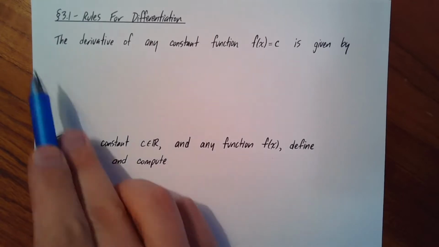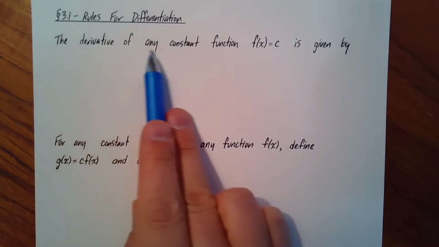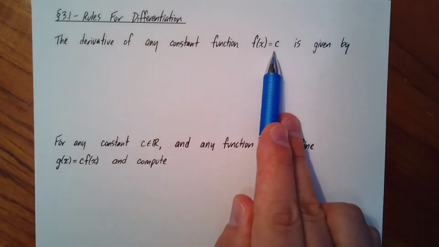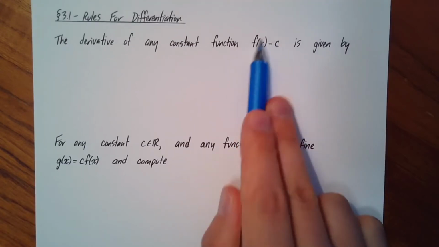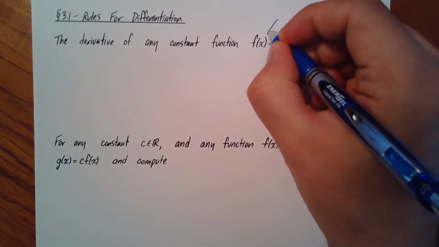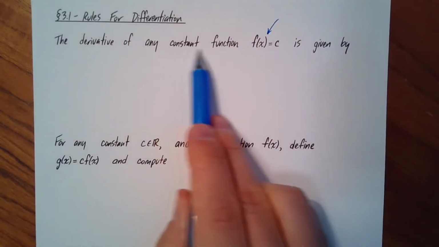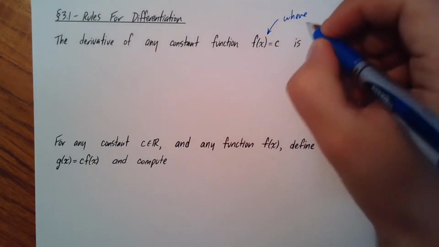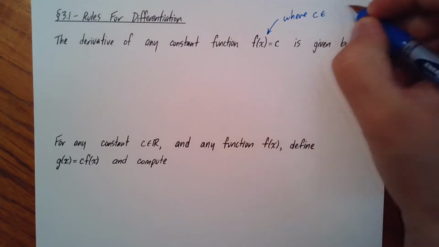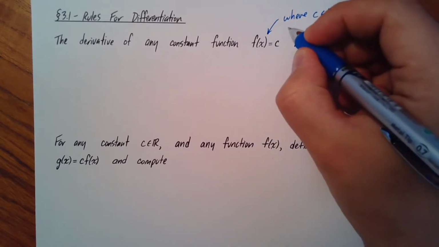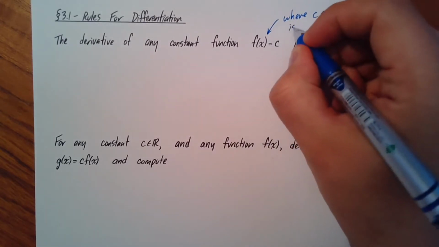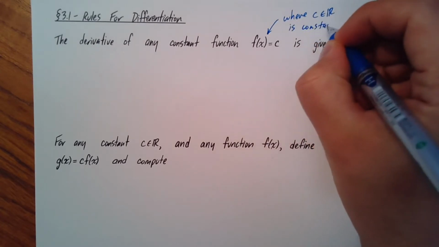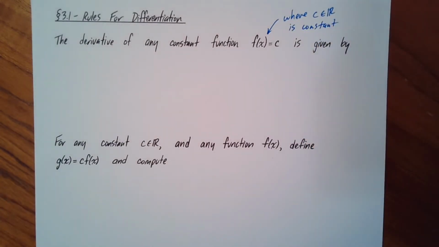Okay, so here's how we'll start. The derivative of any constant function, f of x is equal to c. So here's a definition of a general constant function. We've kind of already made it clear that c is a constant by mentioning constant function here, but just to be absolutely clear, we'll say where c is a constant real number. So where c in the reals is constant. Now there's no doubt.